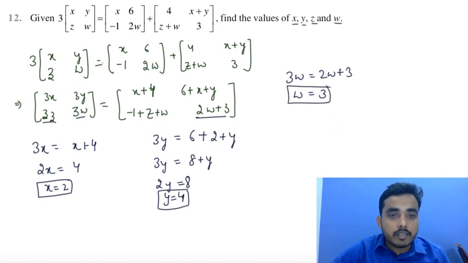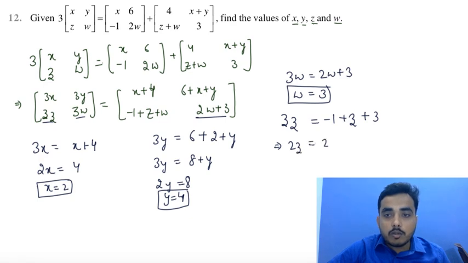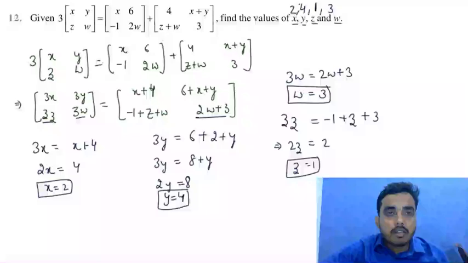Now let's compare these two elements. 3 times z is equals to minus 1 plus z plus w. W is 3. So this is 2z is equals to 2. So z is equals to 1. Ab x ki value kya hai? 2. Y 4, z is 1 and w is 3. So, we have all the elements nikale.